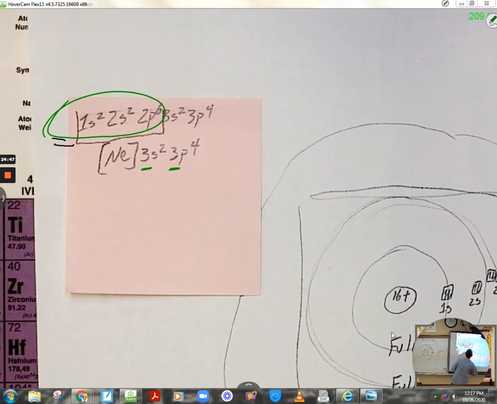Do you remember what the special name is for the electrons that are on the outside? Valence electrons. Valence electrons determine an element's reactivity. And so all I'm really worried about are these 6 electrons that are on the outside. Now because these have 6 electrons on the outside, they are placed in group 16 on the periodic table.